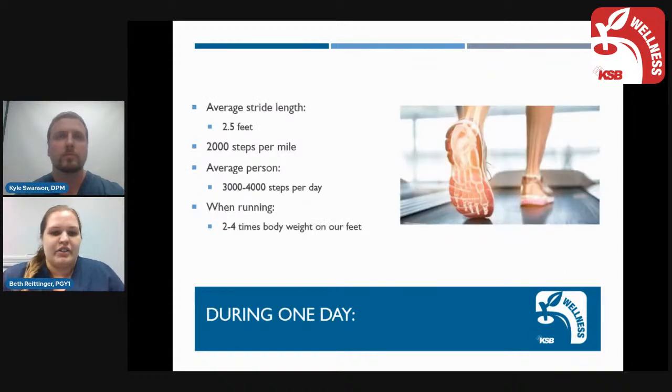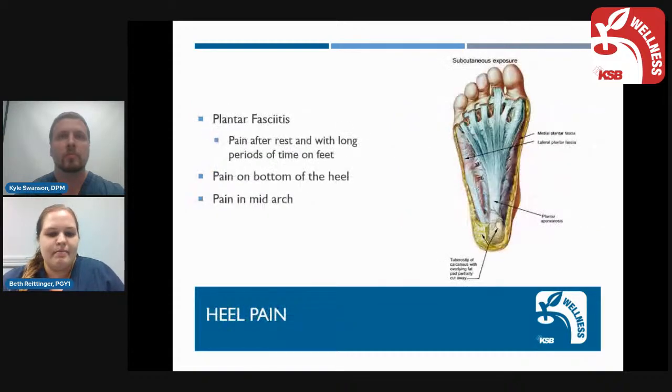So this is a slide Dr. Swanson has covered previously, which is pretty interesting. The average stride length of an adult is about 2.5 feet. It takes about 2,000 steps per mile for each person, and then the average person takes about 3,000 to 4,000 steps per day. And when we're running, there can be upwards of 2 to 4 times our body weight on our feet, which can be quite the overload for our feet, and which is why we have a lot of these problems.